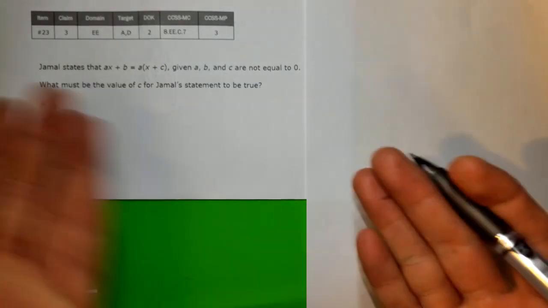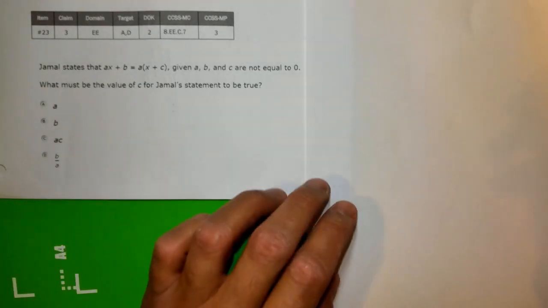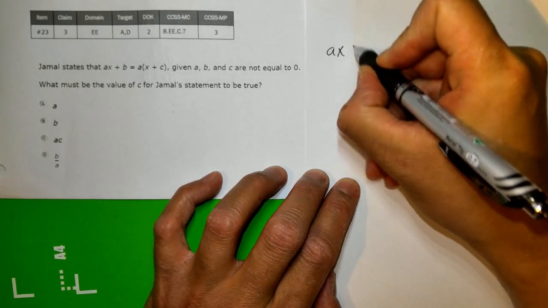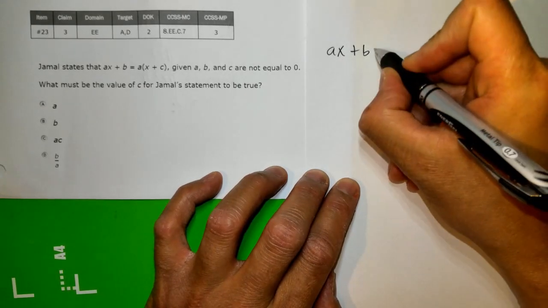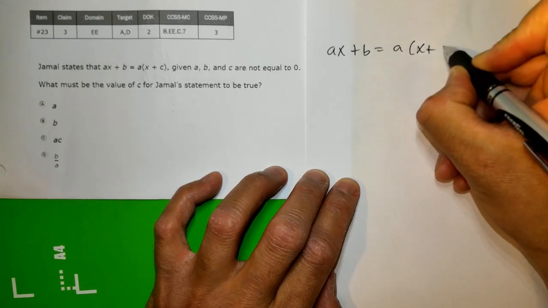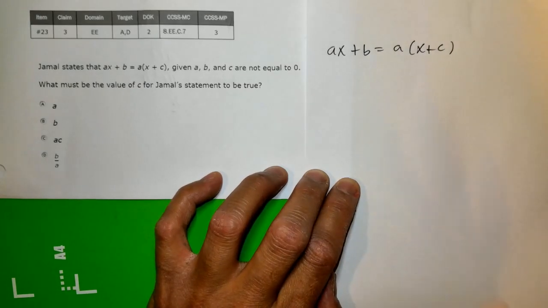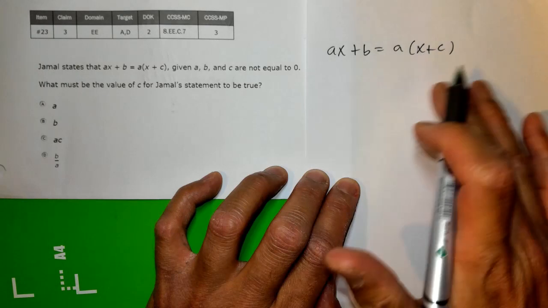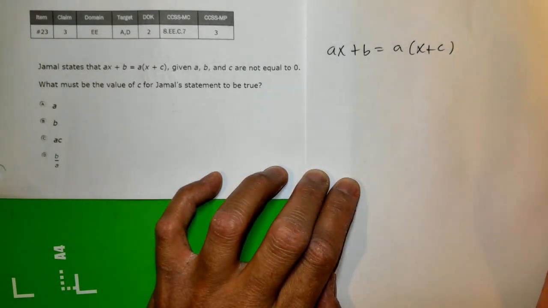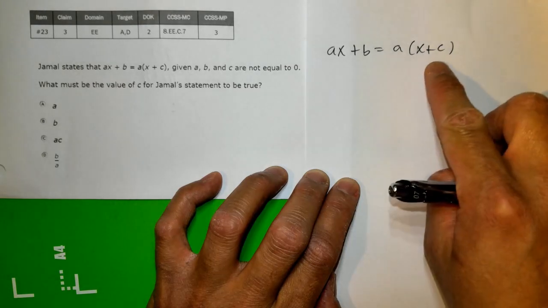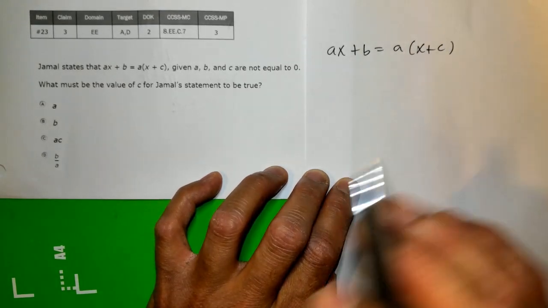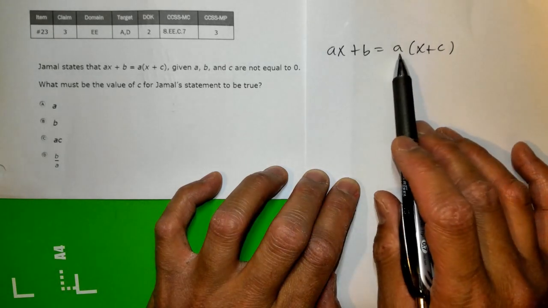So let's rewrite the equation by using the inverse operations. So we got ax plus b equal to a multiplied by x plus c. Now your target here is to rewrite the equation where the value of c is the output, meaning this is the only variable on this side of the equation. Alright, so first we need to remove the a.